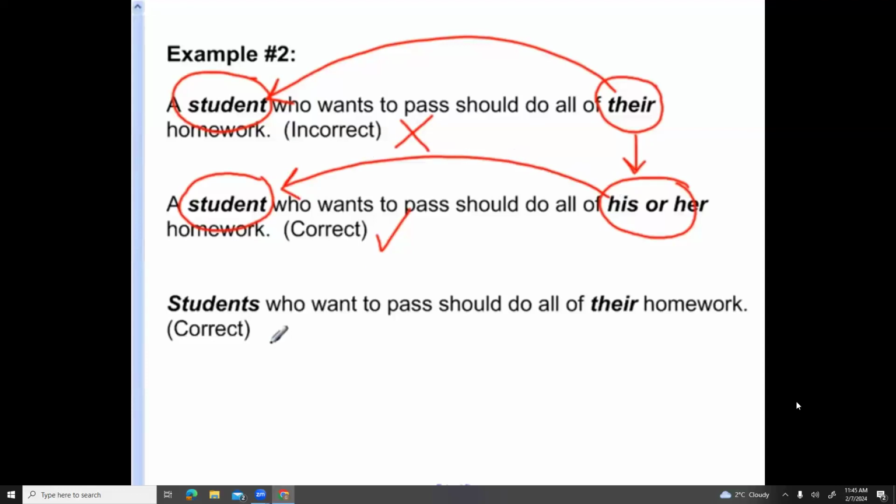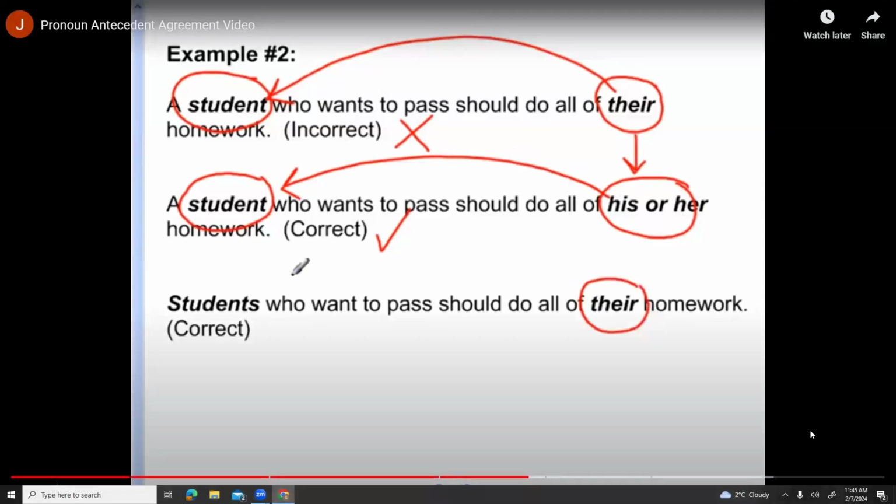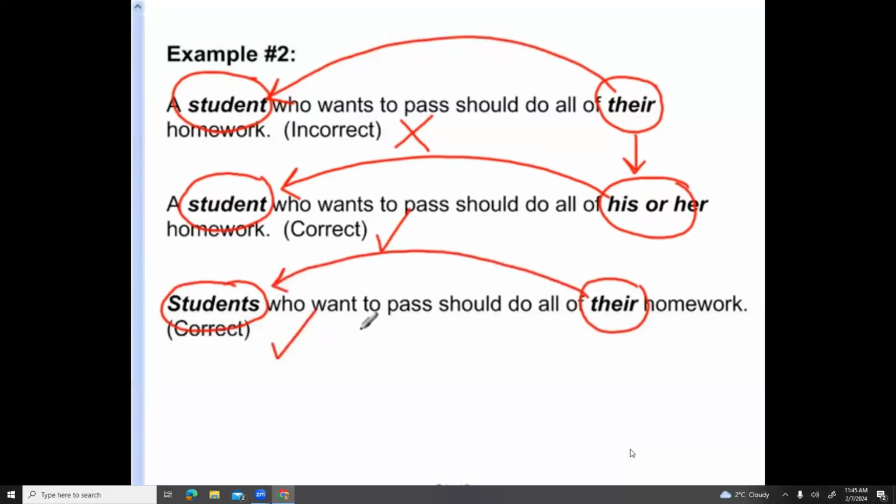If we made both plural: students who want to pass should do all of their homework. Again, their is a plural pronoun, and students, its antecedent, is also plural. So that's correct. They match.